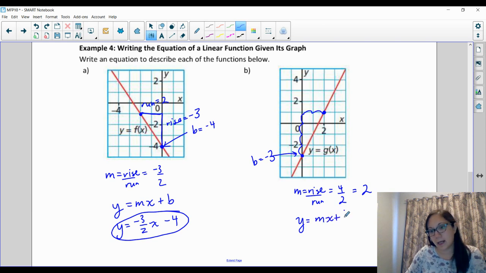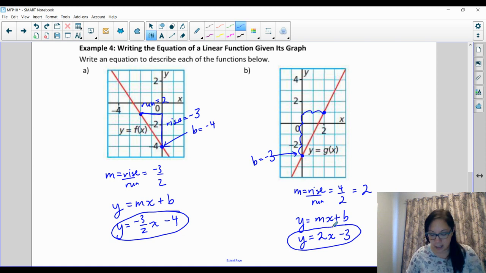So again, we're following the y = mx + b pattern. We know that m is 2, so we say 2x, and then the y-intercept is -3, so we're going to end with saying -3. So our equation is y = 2x - 3. And for some reason, I had a mistake on my answer key, so I'm just going to quickly fix that. But we have the right answer on here. Okay.